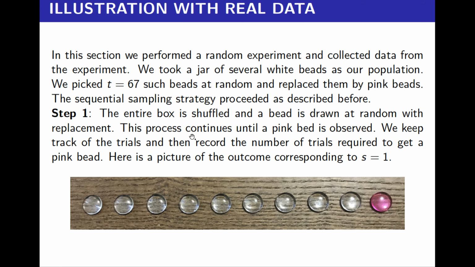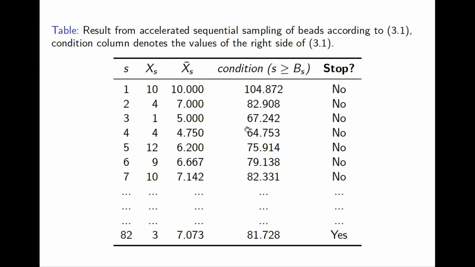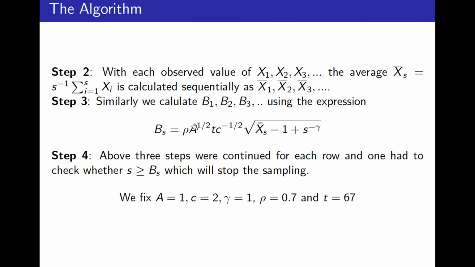We pick one at a time until a pink bead is observed. This is the result of the simulation of the experiment that I am just describing. Here is the first tag, that means the first pink bead was observed when we took 10 beads, and so we compute that quantity in the stopping rule.